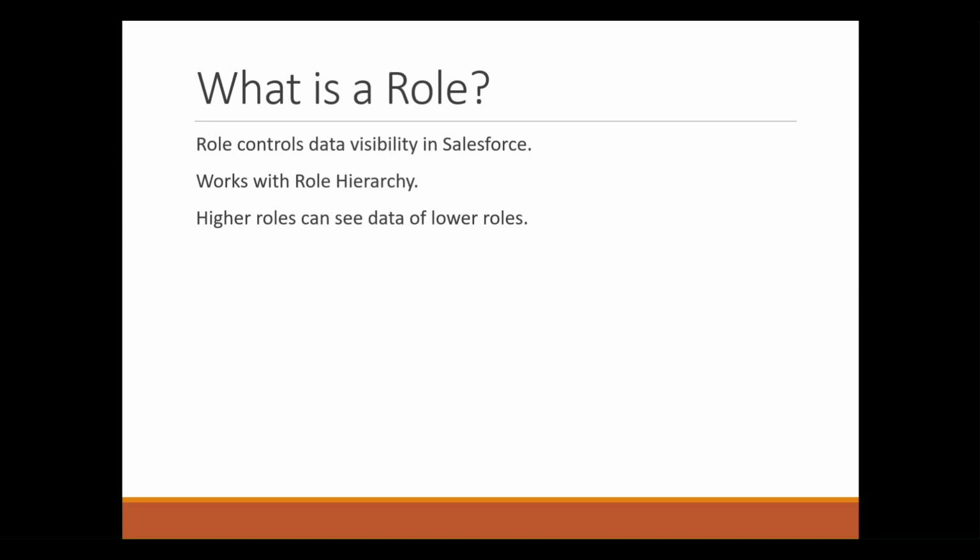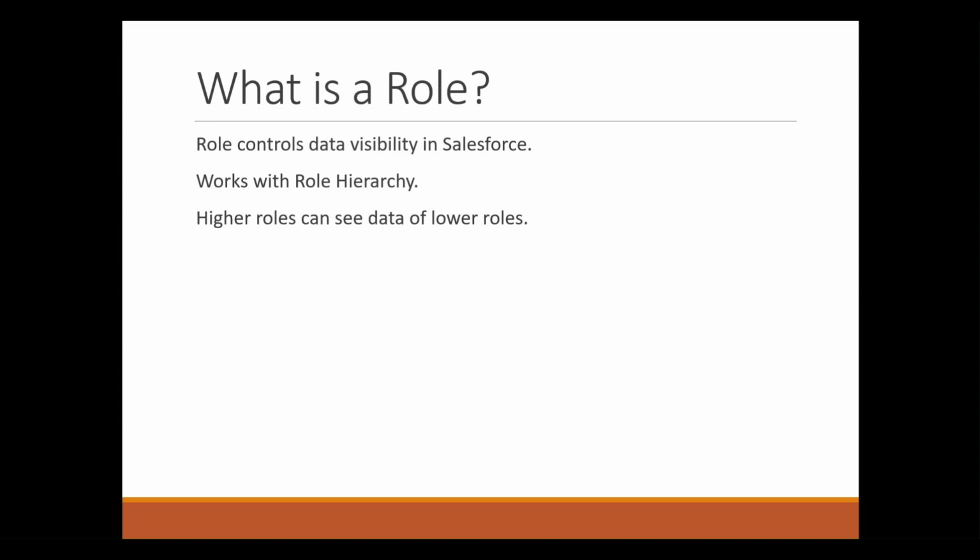Let's take an example of a school. In a school, we have a hierarchy from the student to the principal. So students report to teachers, teachers report to the principal. Now they have different roles. Student has a student role, teachers have a teacher role, and principal has a principal role.